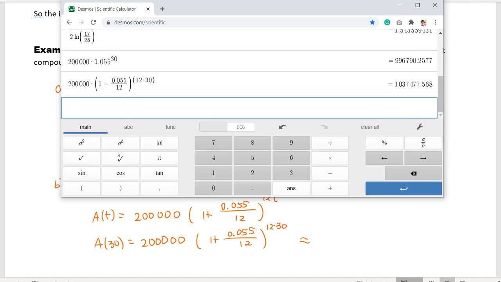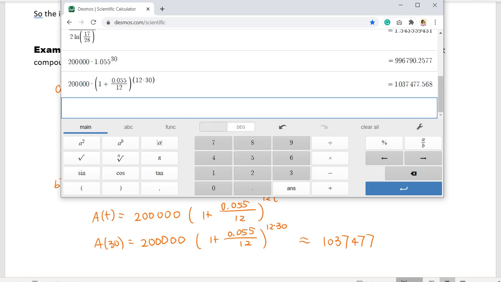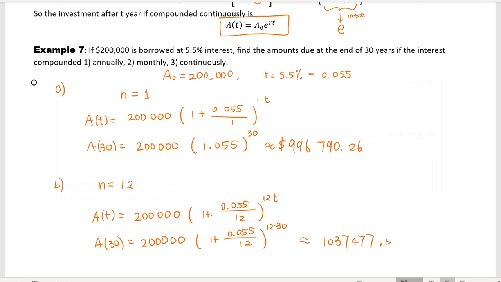Now, do you see? That's a lot of money, right? 1,037,477. It's close to the previous amount, but more than that, and it makes sense. If we compound more, then the money should be more. So 1,037,477.57. That's a lot of digits, so let's put the commas in between.